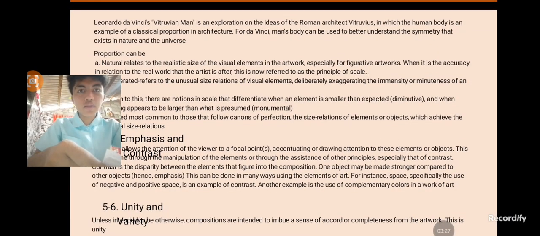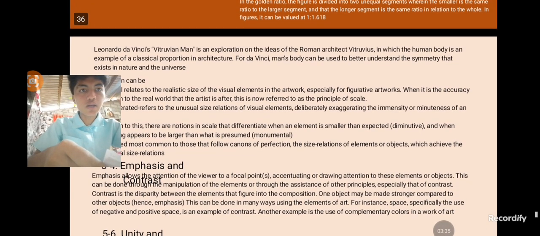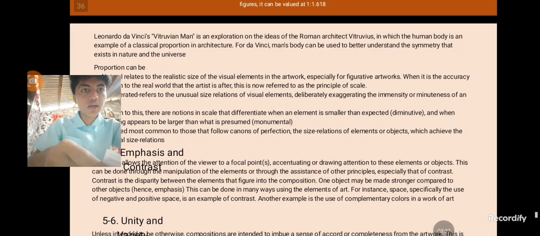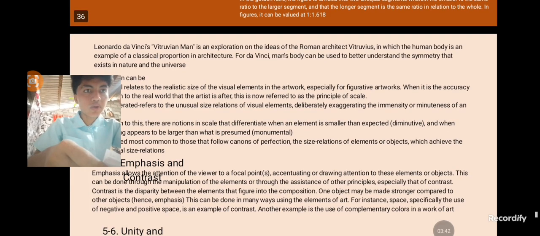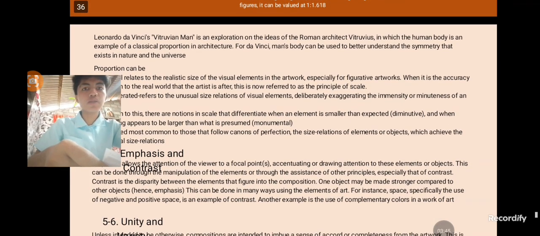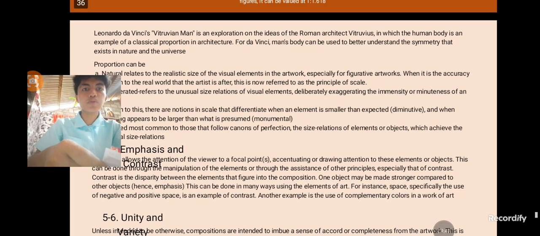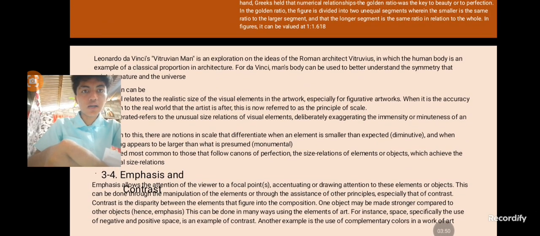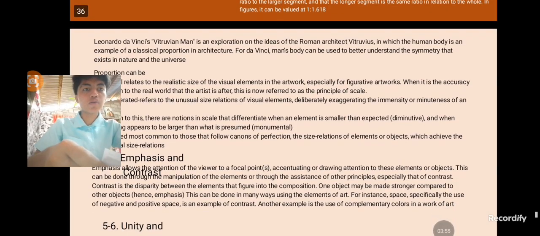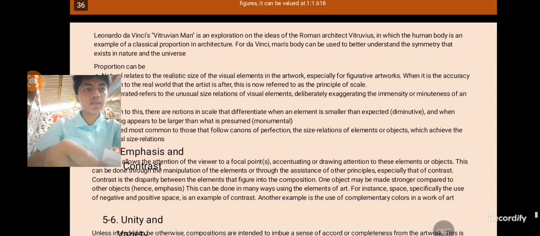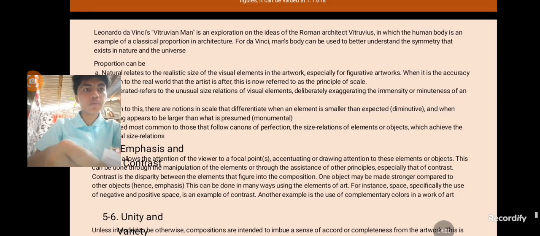Leonardo da Vinci's Vitruvian Man is an exploration of the ideas of the Roman architect Vitruvius, in which the human body is an example of classical proportion as in architecture. Da Vinci's man's body can be used to better understand the symmetry that exists in nature and the universe.